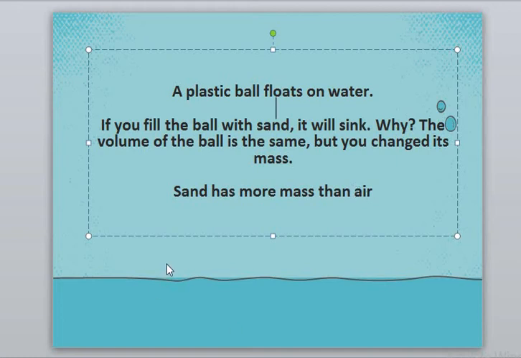So which means we have two bottles, one filled with air and one filled with sand. Which has more mass, the air or the sand? Actually, the sand. So the sand will sink, and the air will float.